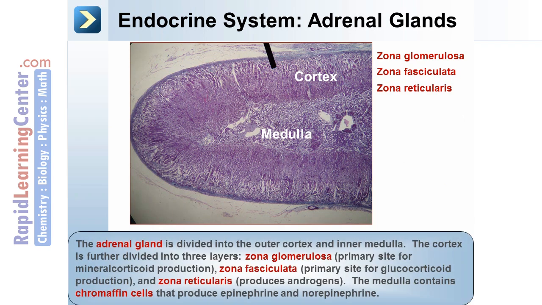The adrenal gland is divided into the outer cortex and inner medulla. The cortex is further divided into three layers: the zona glomerulosa, which is the primary site for mineralocorticoid production; the zona fasciculata, the primary site for glucocorticoid production; and the zona reticularis, which produces androgens. The medulla contains chromaffin cells that produce epinephrine and norepinephrine.